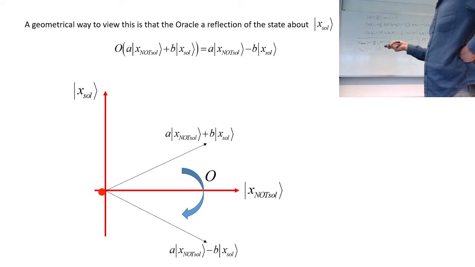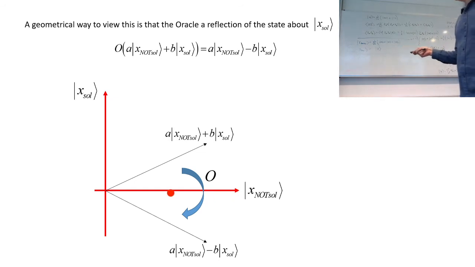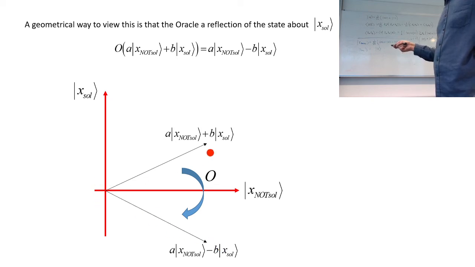This is our initial state, and these two are orthogonal states, right? It's easy to see because they've got no states in common. That's why I draw them with orthogonal axes. So if this is our initial state, now the action of the oracle is to put a minus sign on these solution states. So I think you can see that it's going to be reflected along this line, which is the not sol axis.